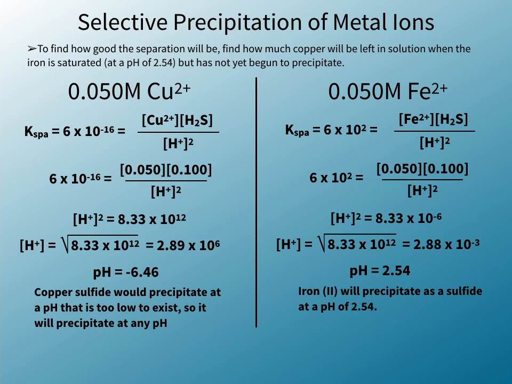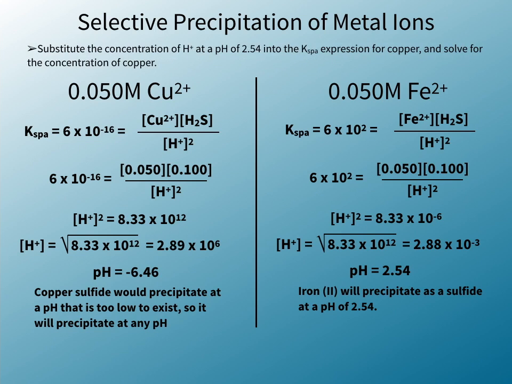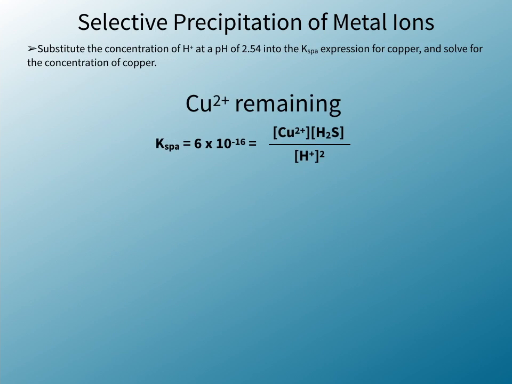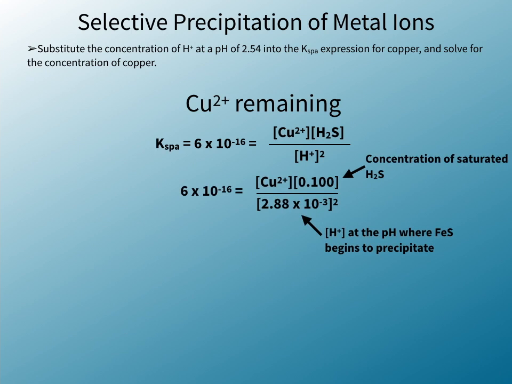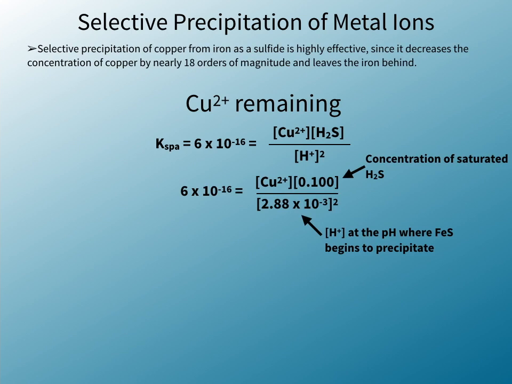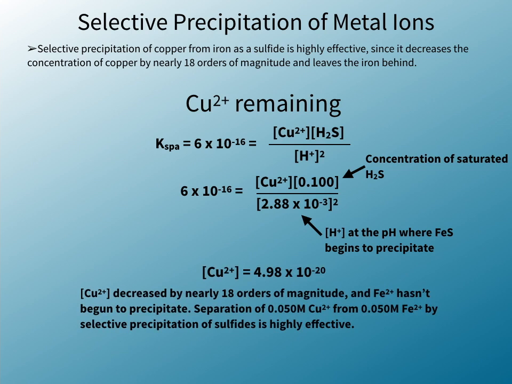To find how good the separation will be, find how much copper will be left in solution when the iron is saturated at a pH of 2.54, but has not yet begun to precipitate. Substitute the concentration of H+ at a pH of 2.54 into the Kspa expression for copper and solve for the concentration of copper. Selective precipitation of copper from iron as a sulfide is highly effective since it decreases the concentration of copper by nearly 18 orders of magnitude and leaves the iron behind.